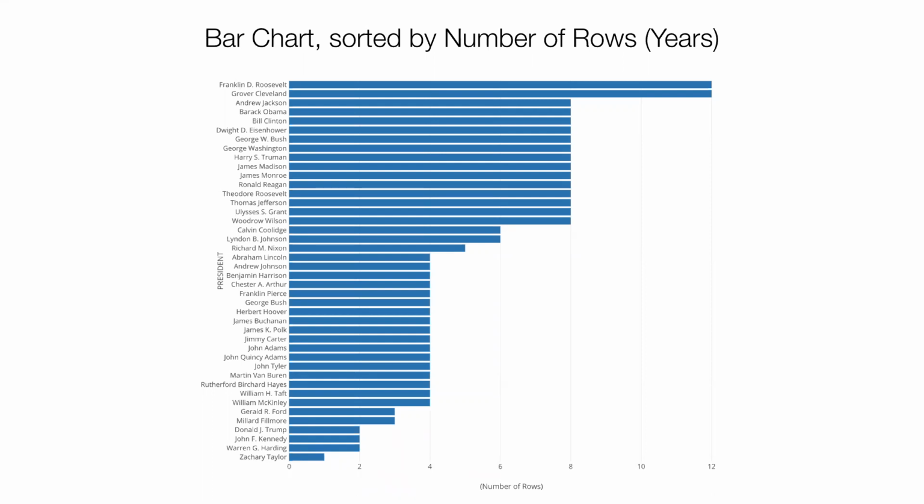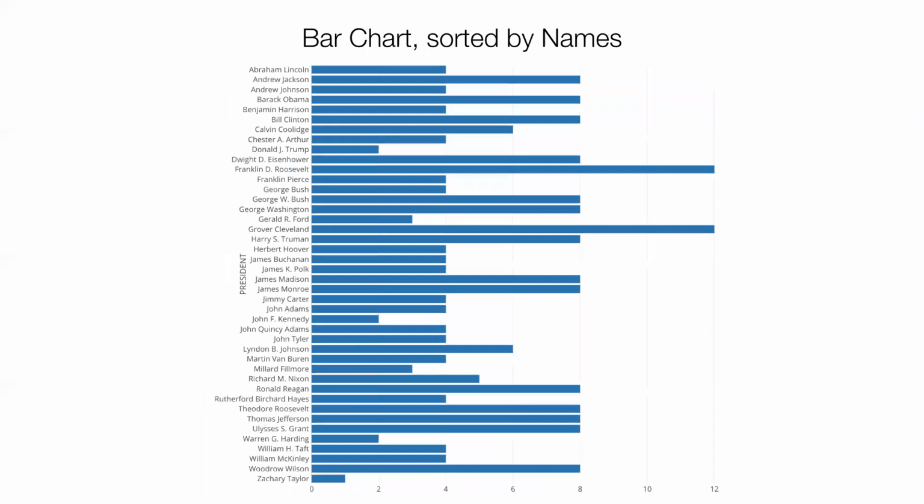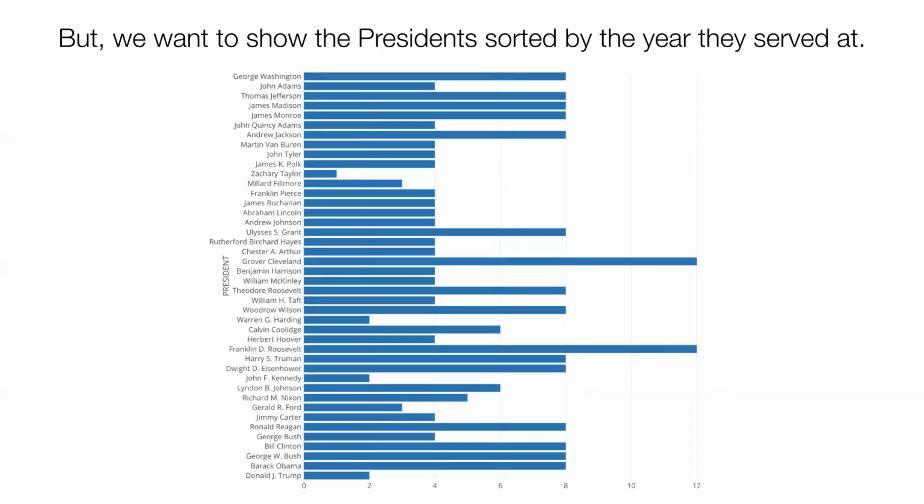But sometimes you want to see them sorted by the year that they served, not the number of years. For example, Barack Obama should come before Donald Trump, but after George W. Bush or something like that. If you don't sort, this is what you get. This is alphabetical order, and this is completely not something that you want. Instead, you want something like this, starting from George Washington, John Adams, Thomas Jefferson, and so on.